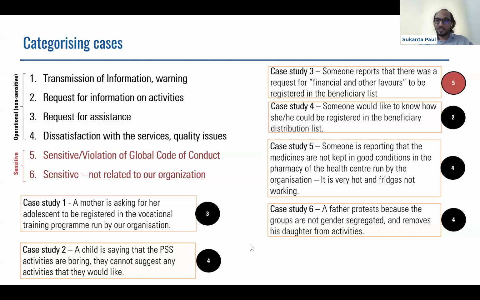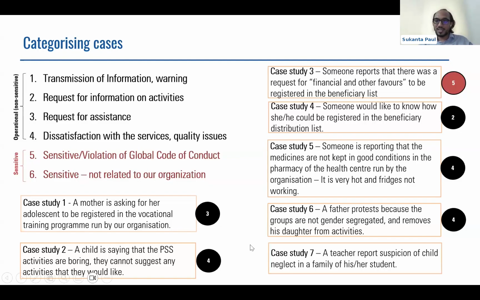So the last one says that a teacher reports suspicion of child neglect in the family of his or her student. So where does it fall? Some participants are saying 6, some 3, 1, 6, 5. So this is a bit more complex. Yes, indeed, there is a debate around this one.